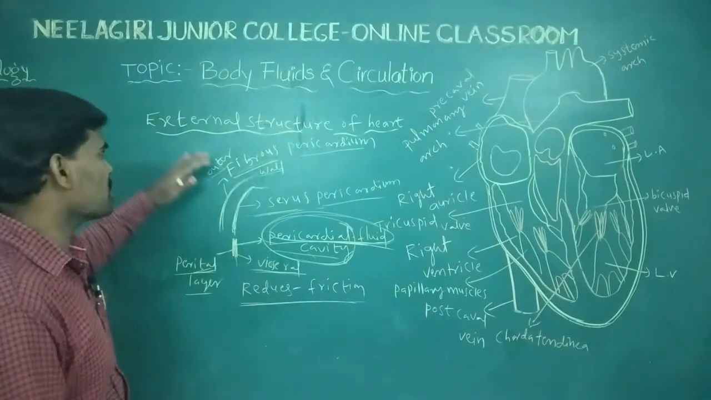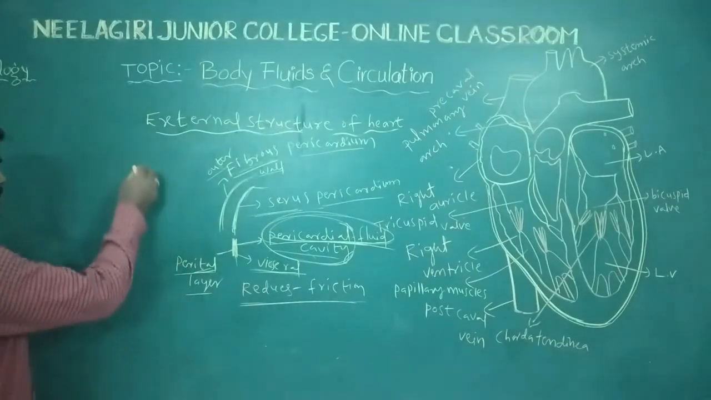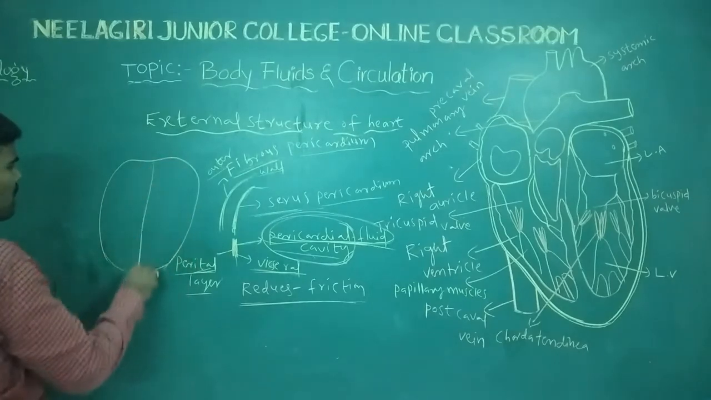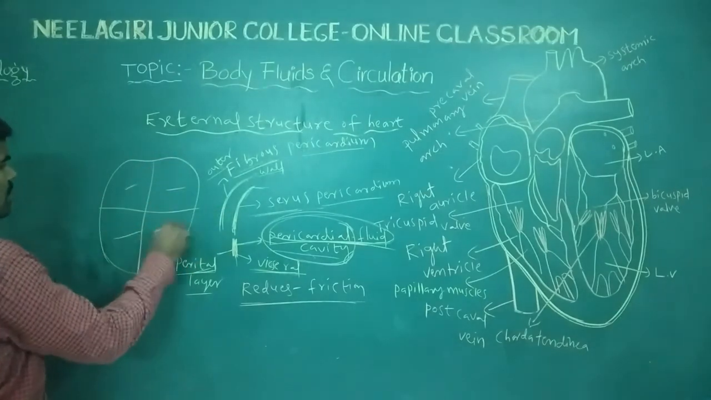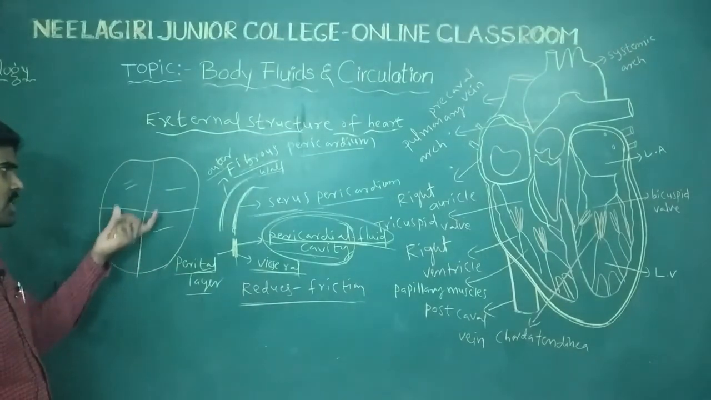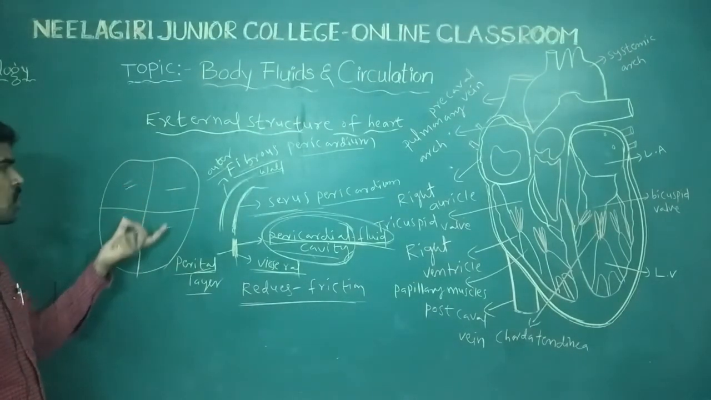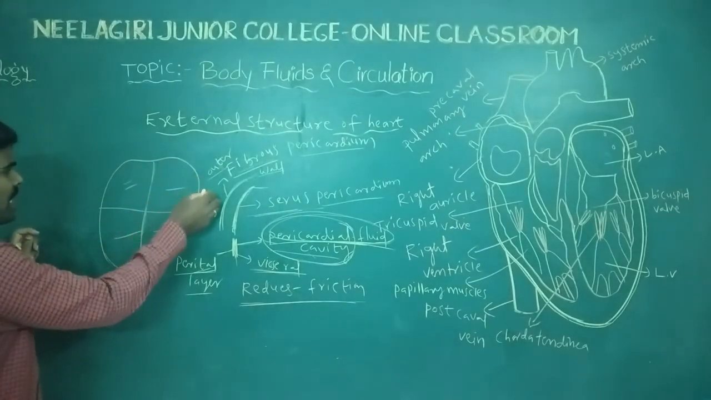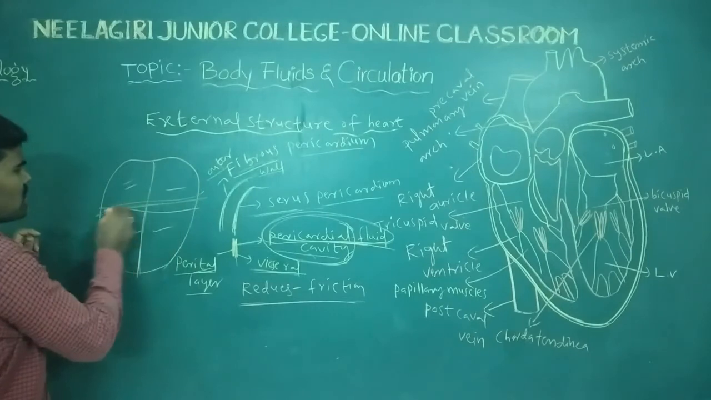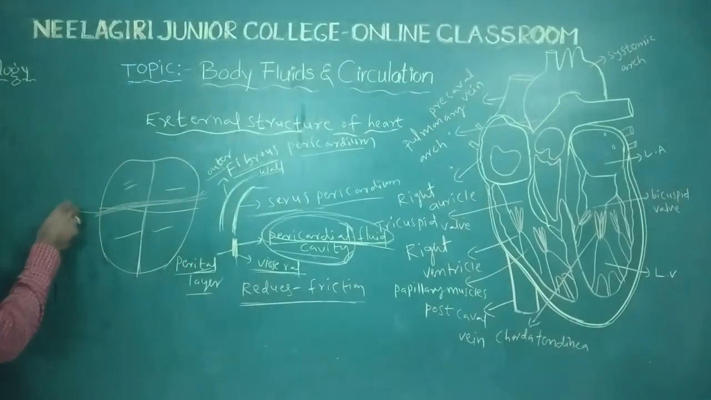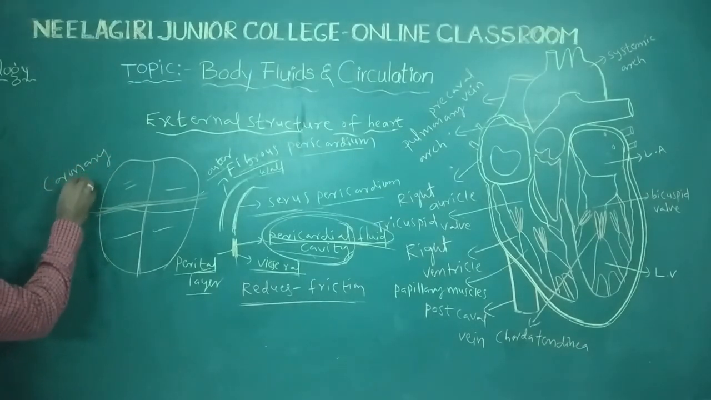Now the external structure of the heart. How many chambers does the heart have? Only four chambers: two auricles and two ventricles. The two auricles are in the upper part and the two ventricles in the lower part. On the outer surface, a transverse groove is formed, called the coronary sulcus.